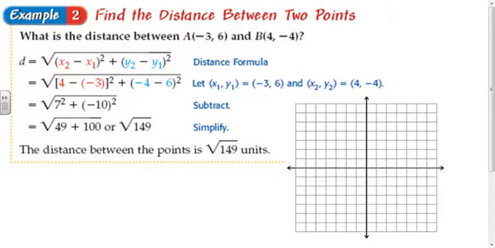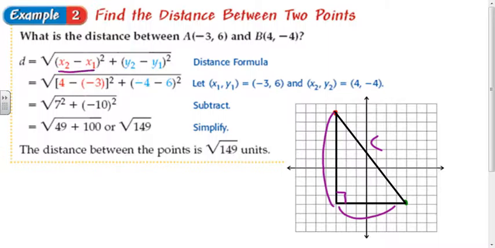If we want to find the distance between -3, 6, which would be right here, and 4, -4, which would be right here, we're looking for this length right here. Well, again, we can just find that y component and that x component, and that's going to make a right triangle, so we want our c value here. So we just need our change in y and our change in x. That change in x, remember, is just going to be our x2 minus x1. That change in y, I'm going to use red actually, is going to be that y2 minus y1.